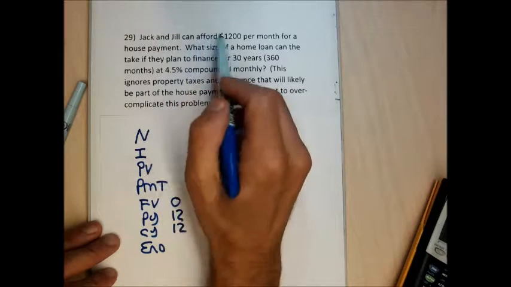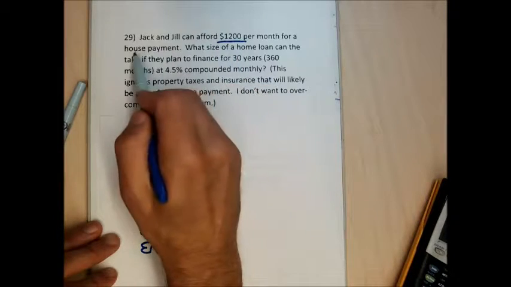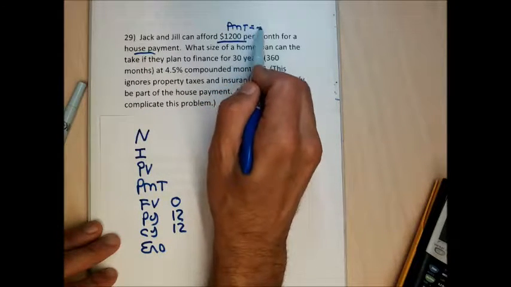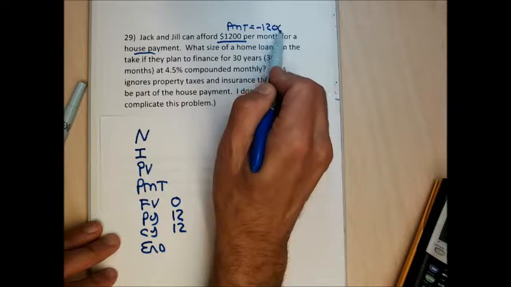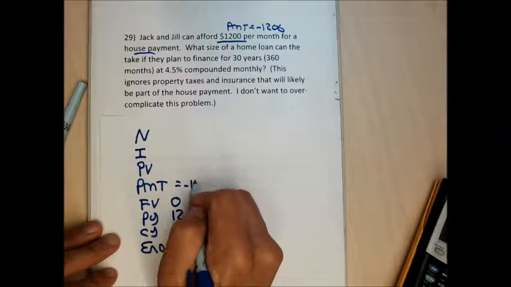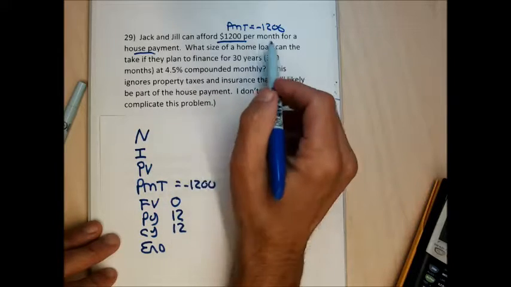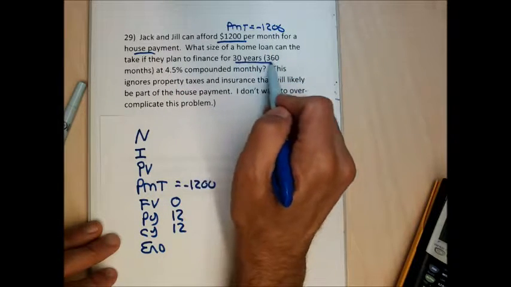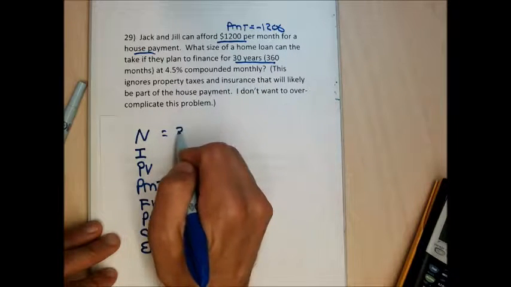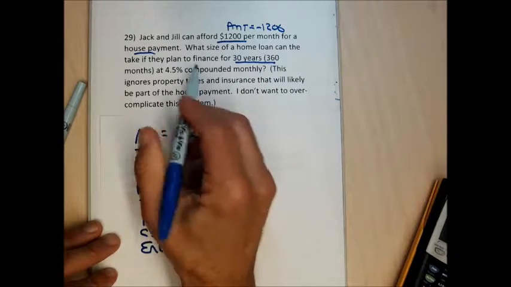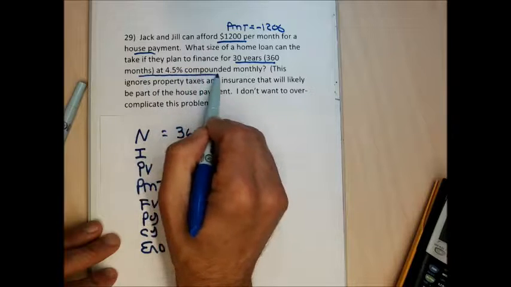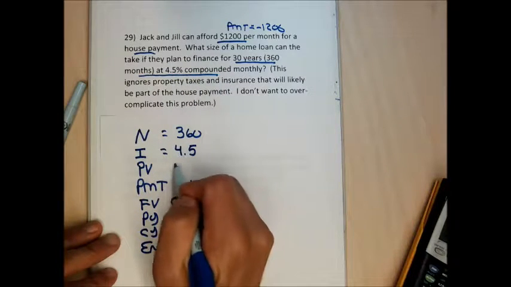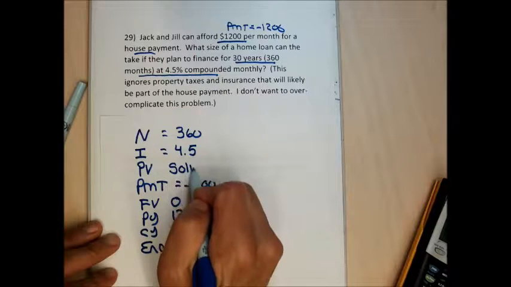So Jack and Jill can afford $1,200 a month for house payment. That's the PMT. It's going to go in as a negative $1,200. What size home loan can they get if they finance for 30 years or 360 months? The N is 360. And it's 4.5% compounded monthly for the interest rate, so the I is 4.5%. I'm going to solve for the home loan, which is the PV.